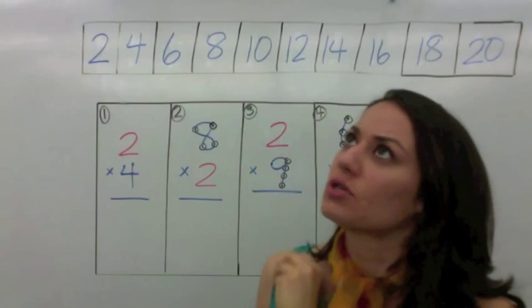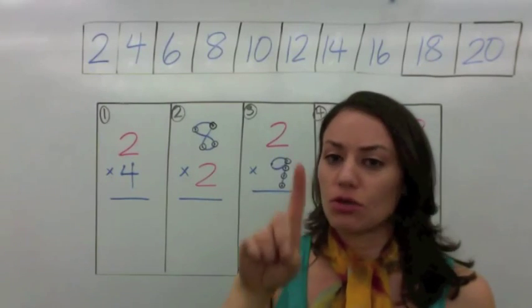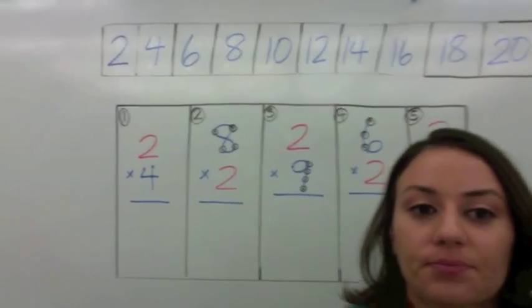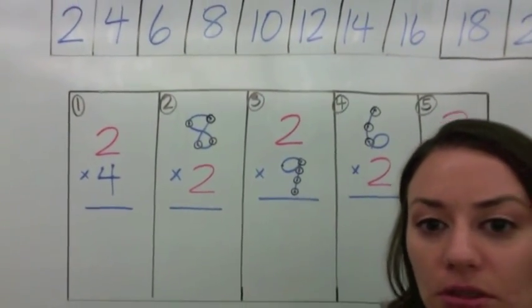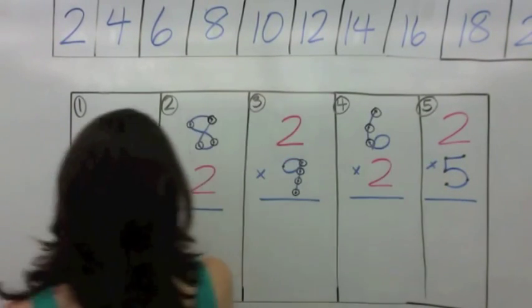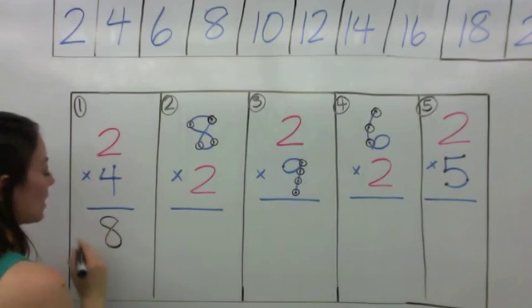So if you say 2 times 4 and you do not know that it's 8, and you have to think, what is 2 times 4? Well, instead of saying 2, 4, 6, 8, you're going to touch the points. We're going to get it a little bit closer. And you're going to say 2, 4, 6, 8. So 2 times 4 is 8.